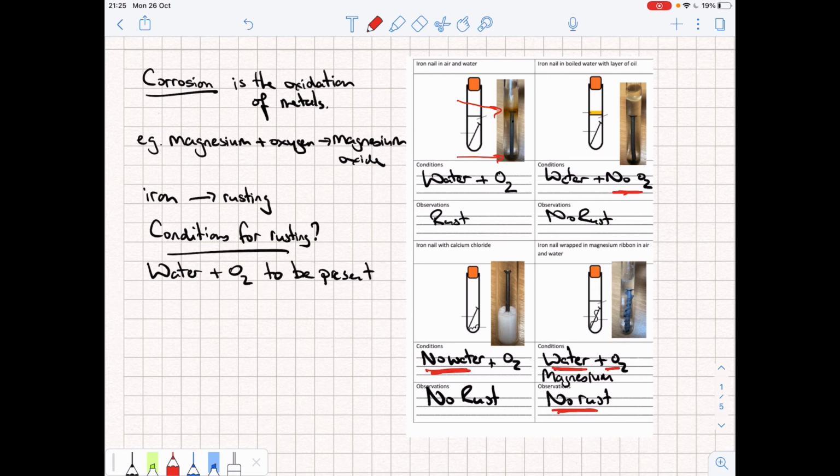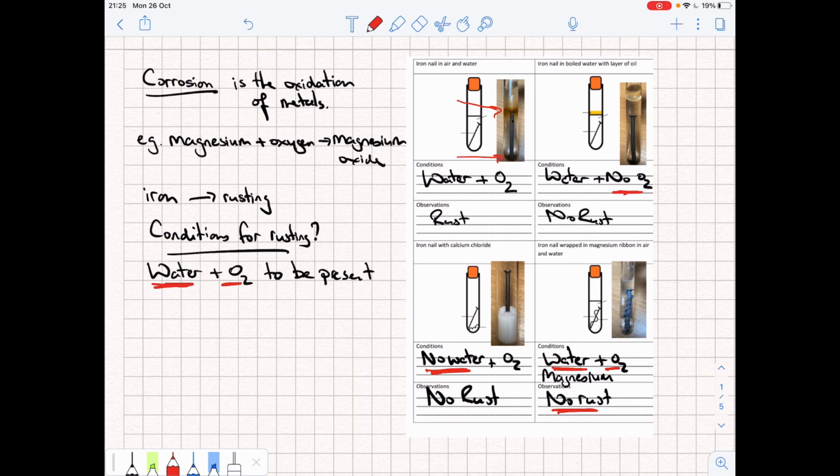What the magnesium does is, because it is more reactive, it reacts before the iron reacts to prevent the iron from reacting, and this is called sacrificial protection. Sacrificial because the magnesium is sacrificing itself. It's going to go first and react to protect the iron, and the iron will not react until all the magnesium has reacted. And as I said, it's called sacrificial protection. So we now know that for things to react, we need water present and we need oxygen present as well.